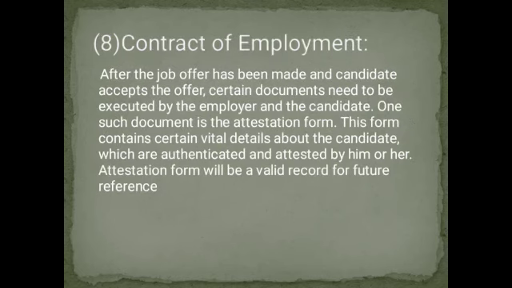Now the next, the 8th one, is the contract of employment. When it comes to the contract of employment, after the job offer has been made and the candidate accepts the offer, certain documents need to be executed by the employer and the candidate. When he has been selected, he needs to produce some kind of document to the employer, for the organization. One such document is the attestation form.